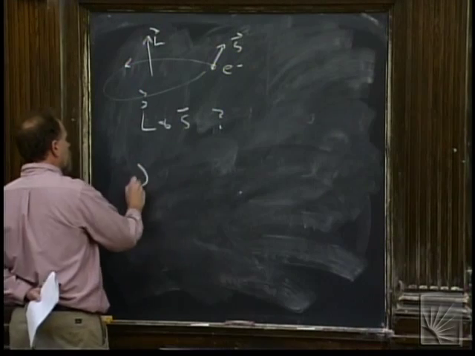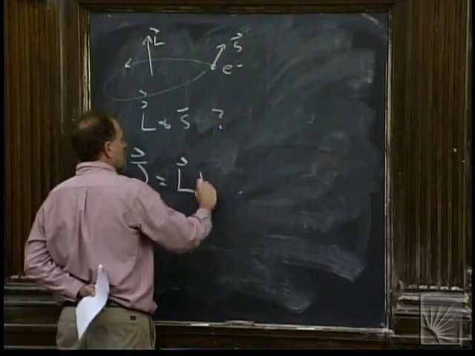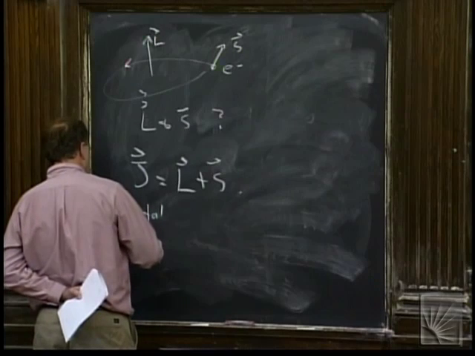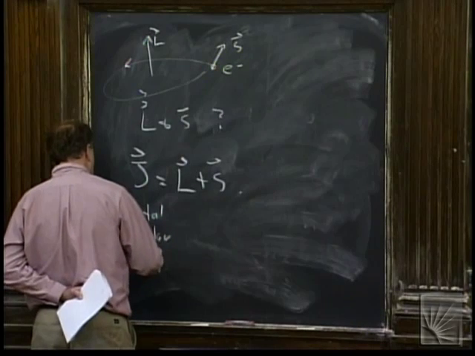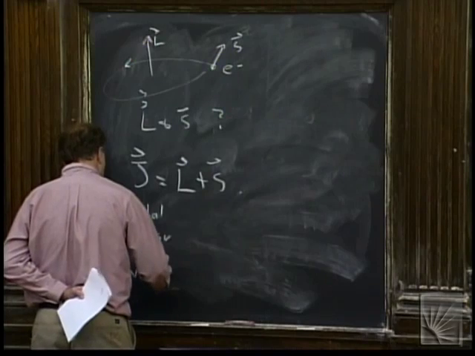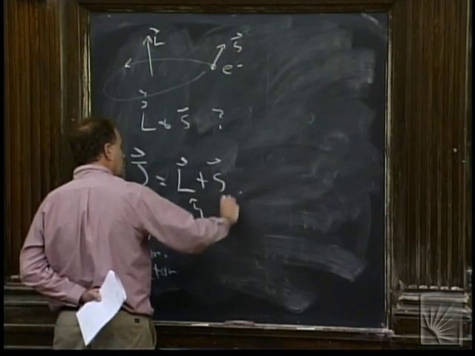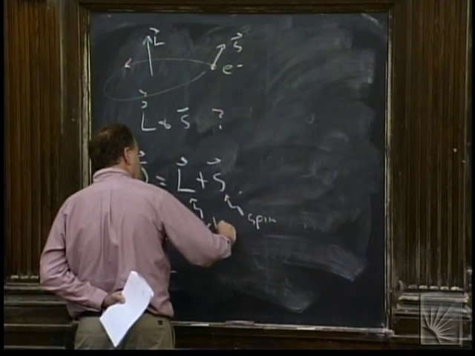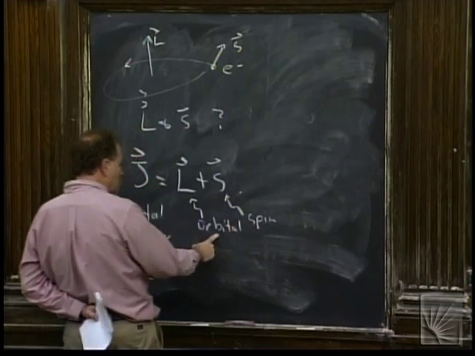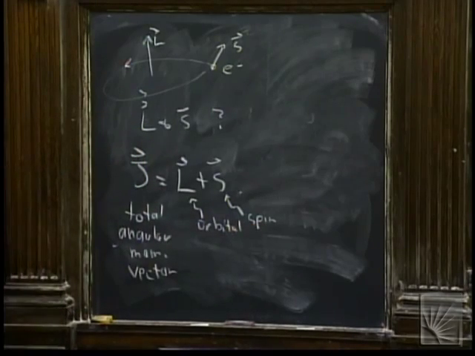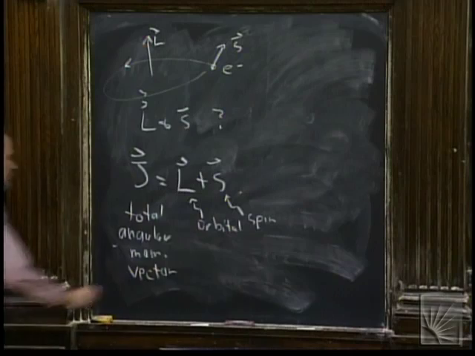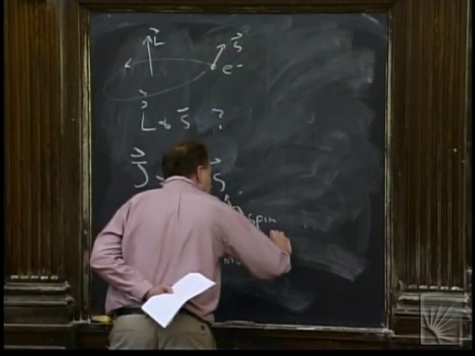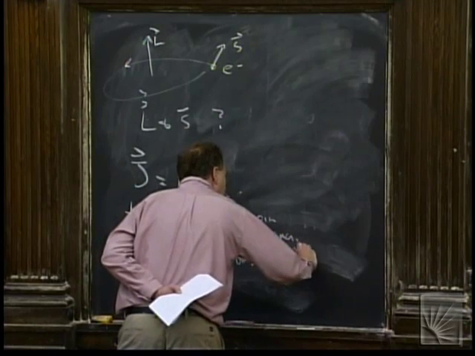I'm going to have J equals L plus S as the total angular momentum. The total angular momentum vector, whereas this is called the spin, and this is the orbit. Or this is the orbital angular momentum, and that's the spin angular momentum.